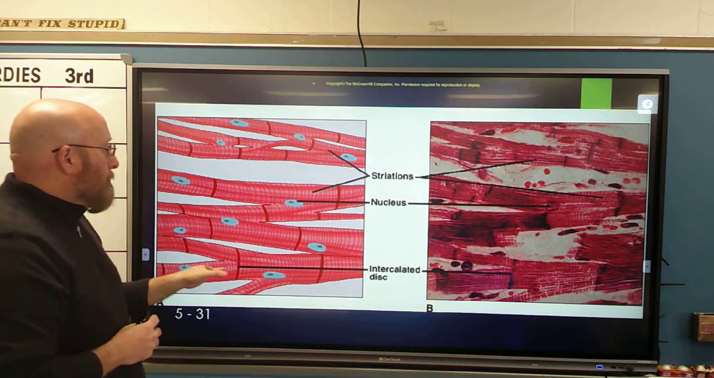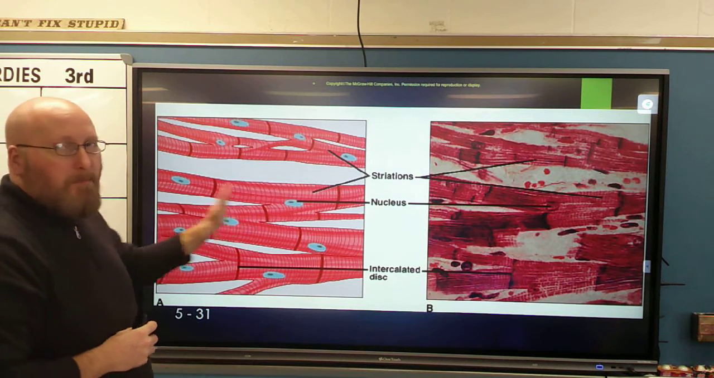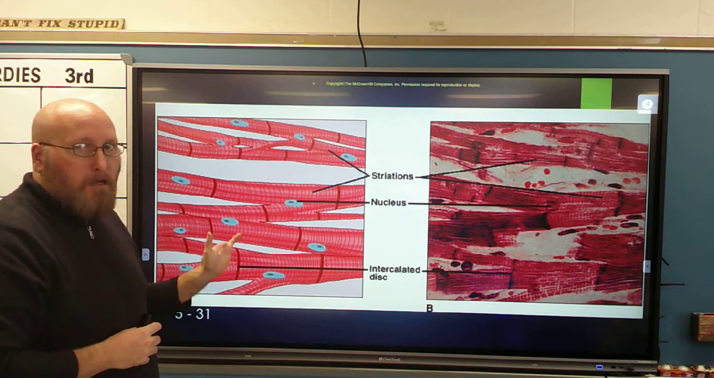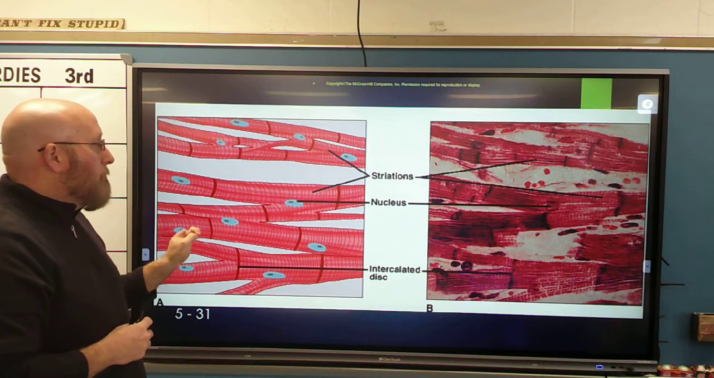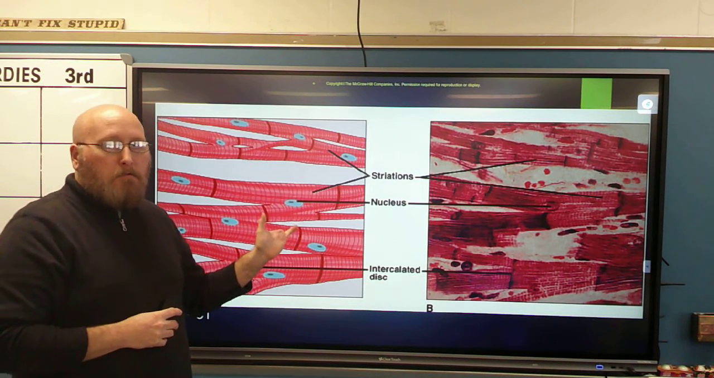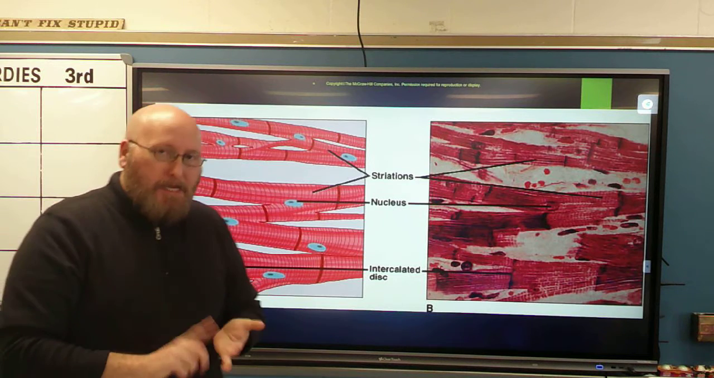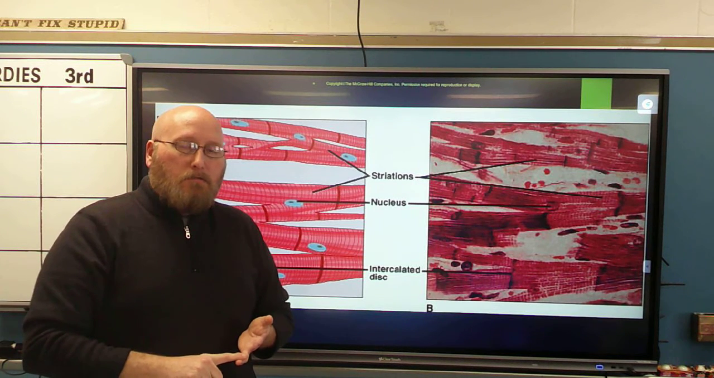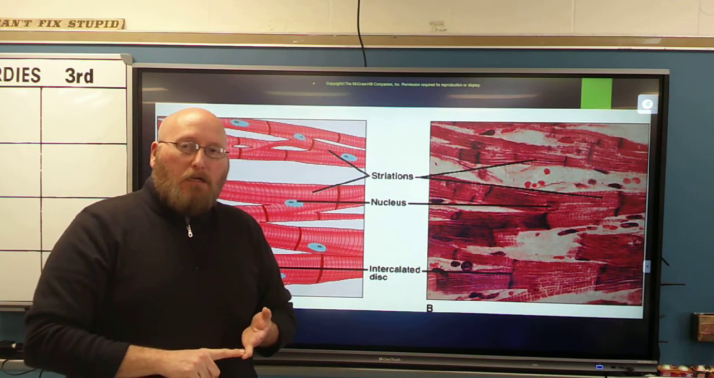Now again, only one place, in the heart, okay? All right, pretty straightforward there, isn't it? So again, if you look at skeletal muscle, right? Skeletal muscle has striations.